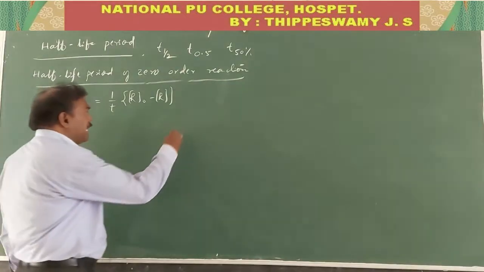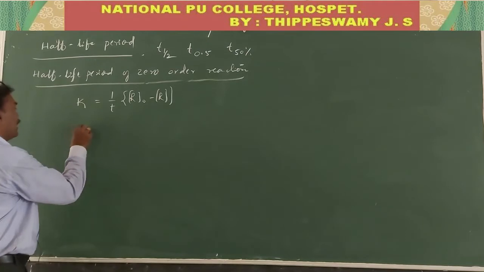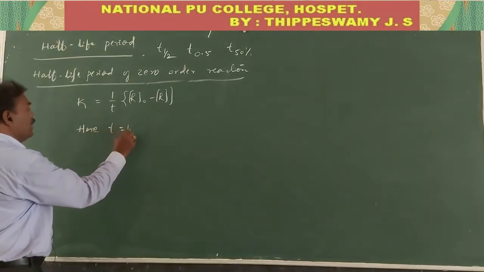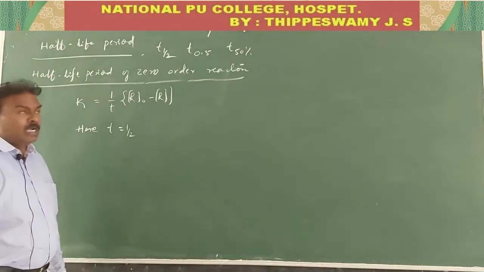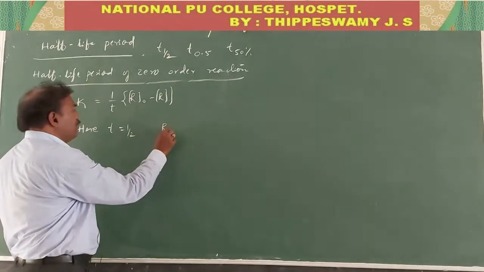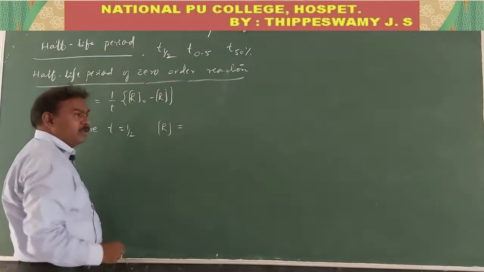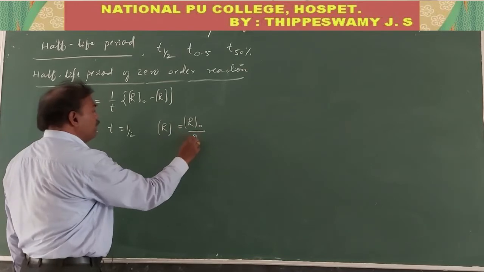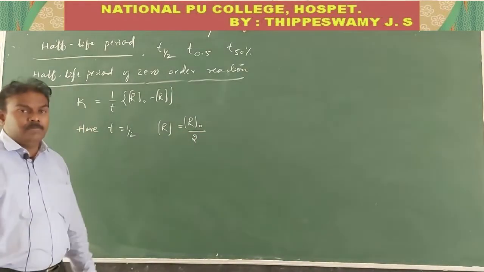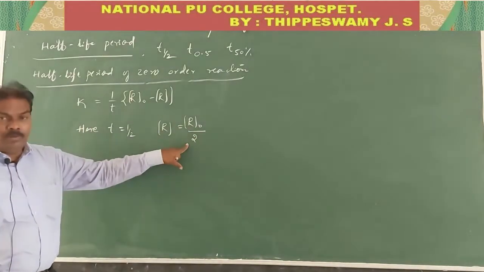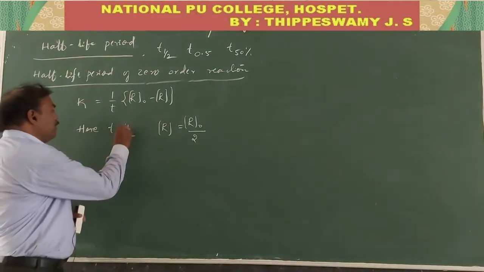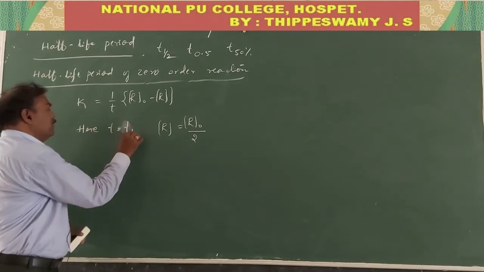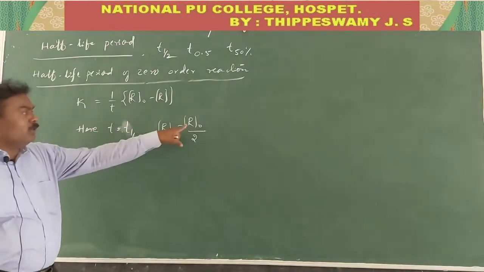Okay, now here we take the half life period of a reaction. t will be equal to t half. And R is equal to what? The molar concentration of the reactant exactly reduced to half of its initial value, that is R naught by 2. The value of R is equal to R naught by 2, and the value of t is equal to t half. t is equal to t half and R is equal to R naught by 2.